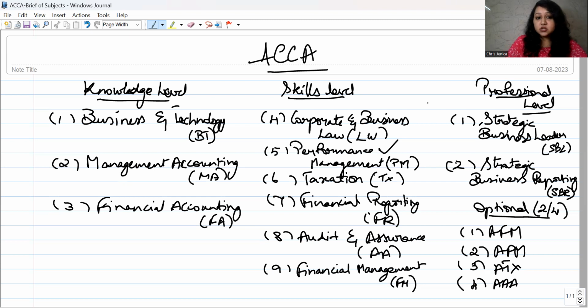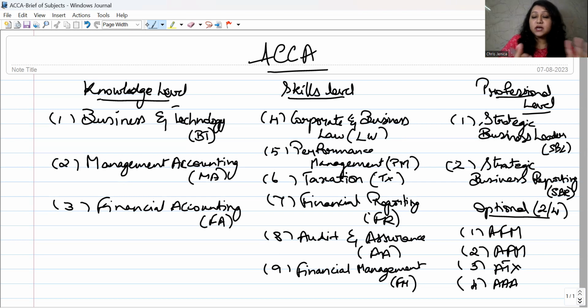But in case you're a school student, you have completed your school and you're starting with your ACCA, then you will be starting from BT, so that you will be completing your knowledge level as well. Now, many students have a doubt on the order in which I can take my papers.